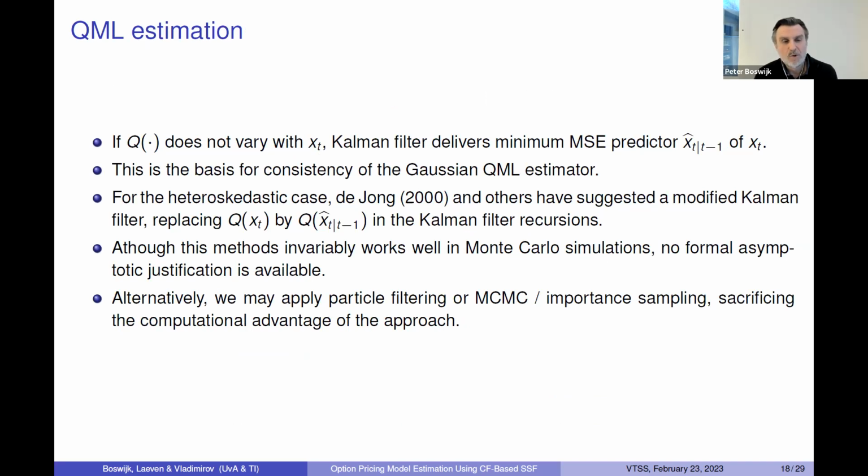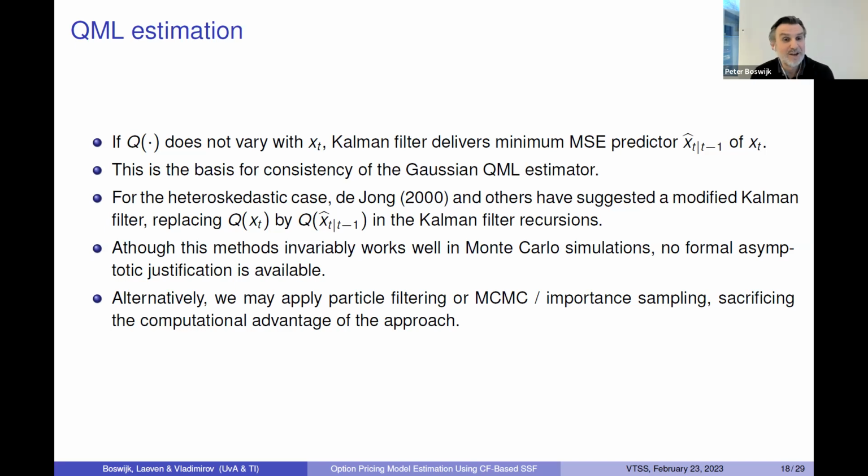A remark about QML estimation. Q is the variance covariance matrix of the errors in the transition equation. First of all, if it doesn't vary with XT, then we have this nice result that even if it's non-Gaussian, the Kalman filter delivers minimum mean squared error predictions. And that indeed is an ingredient in showing that Gaussian QML in these models is consistent.